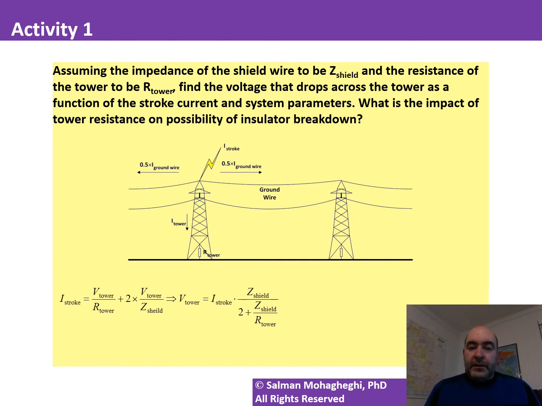All right, let's do an activity here. So imagine that I have this overhead line structure with towers that have ground wires or shield wires. The shield wire has a characteristic impedance of Z of shield, and the tower has a resistance of R of tower. I have a lightning strike that hits this particular tower and the shield wire, and as we saw before, the current is going to be split. Part of it is going to go through the ground wire, part of it is going to go through the tower to ground. What I would like you to do is to find an equation for the voltage that is dropped across the tower itself as a function of the current of the lightning.